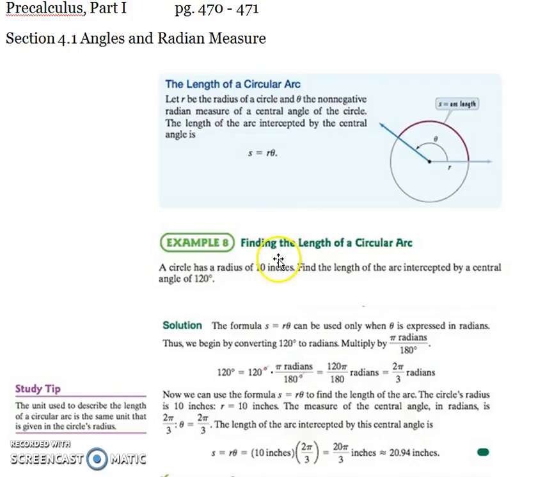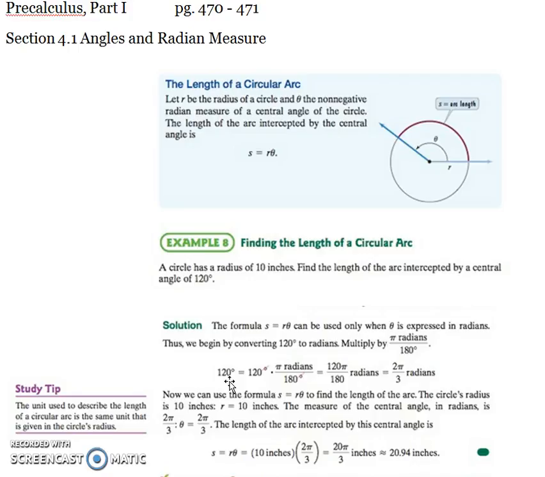Okay? So a circle has a radius of 10 inches. Find the length of the arc intercepted by a central angle of 120 degrees. Again, the formula can only be used when the angle is in radians. So we have to change that 120 to radians.